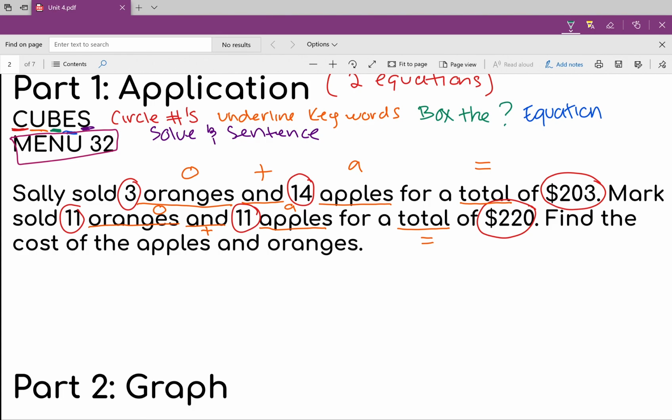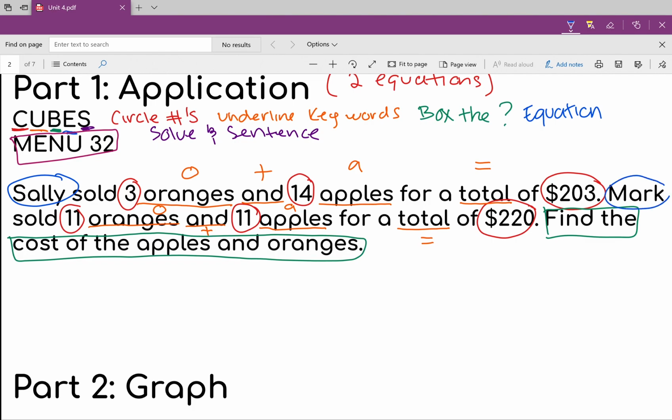Okay, so we underlined our key words. Now, B stands for box the question. It says find the cost of apples and oranges. That's our question. Even though it doesn't have a question mark, that's what we're trying to find. Okay. And then E says write an equation. So we're going to have 2 equations here. So we're going to have an equation for Sally, and we're going to have an equation for Mark.